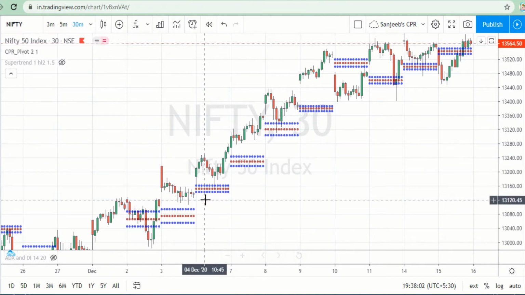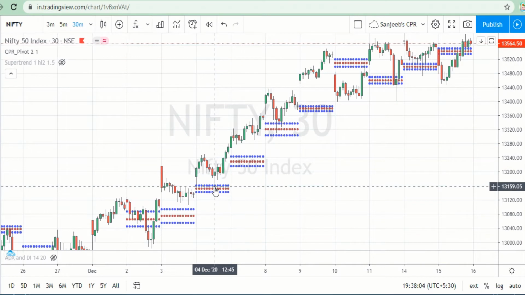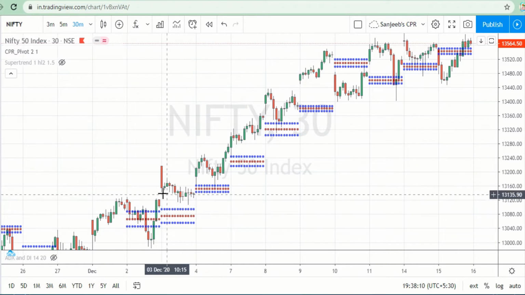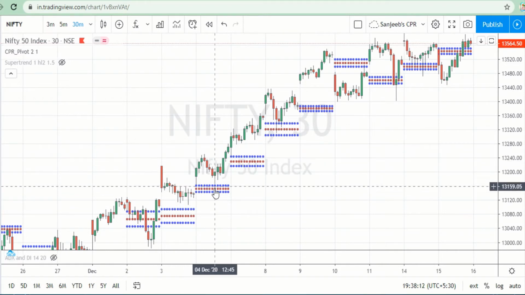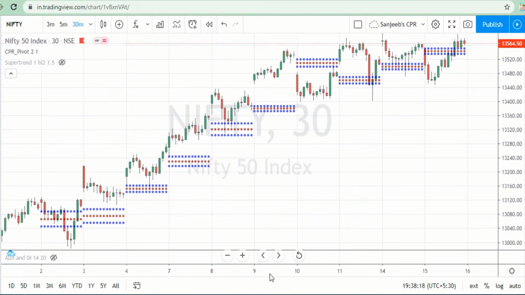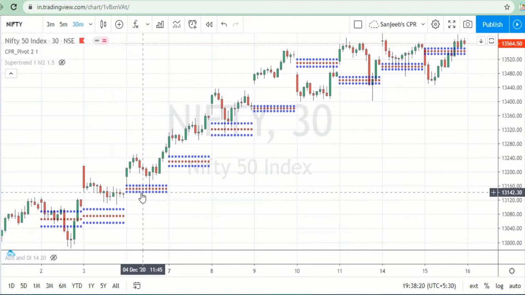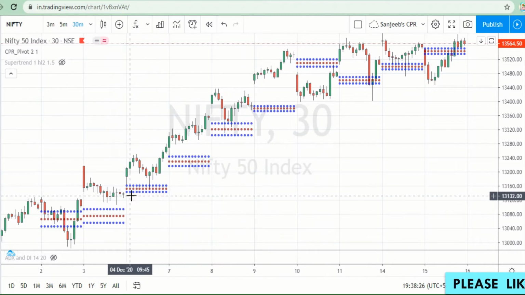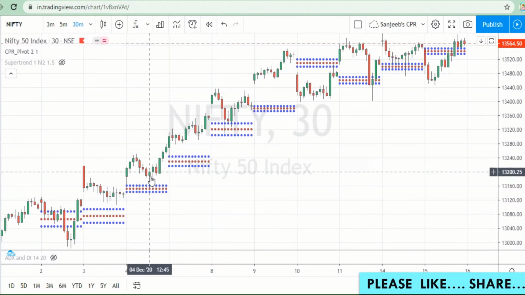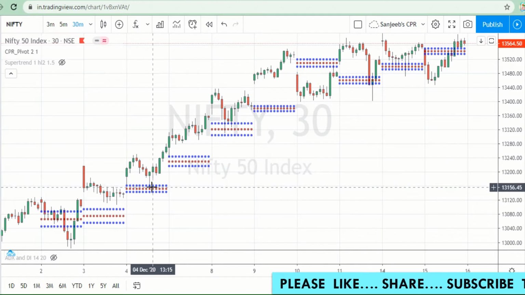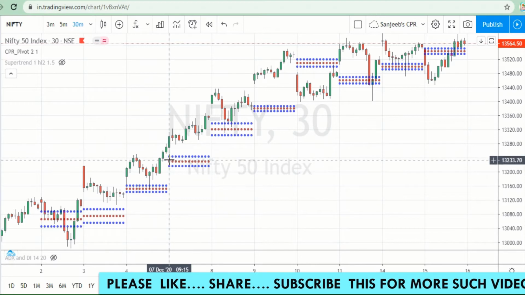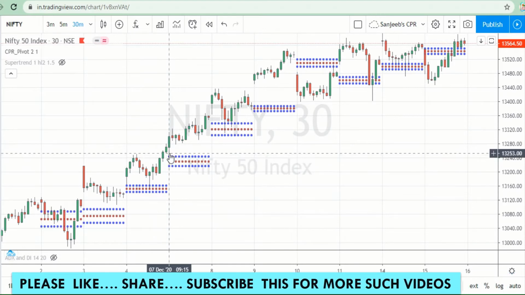See here, here is a pullback to the CPR. This is an uptrend, and in an uptrend, when it is a pullback to the CPR, this is the CPR. Okay, this is the central CPR, this is top CPR, this is bottom CPR. When it is a pullback to the CPR, this is a buying opportunity. See here also is a pullback to the CPR, then you have a buying opportunity here.